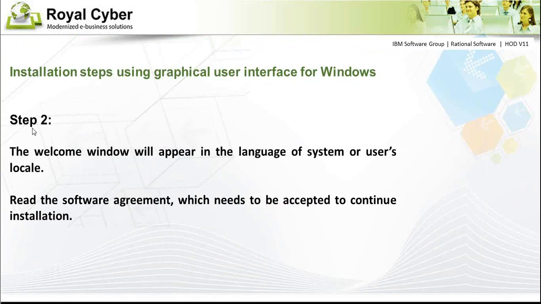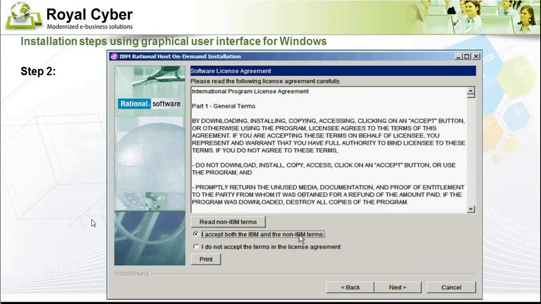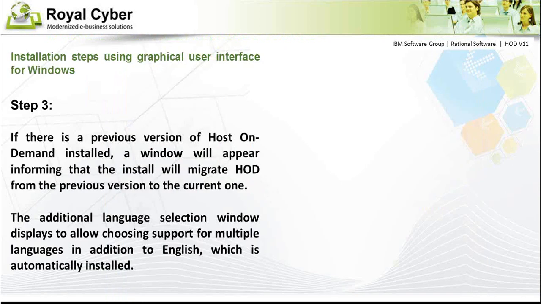In step 2, the welcome window will appear in the language of the system or user's locale. Read the software agreement and you can proceed. This slide shows the message that will appear when you launch the setup on your system. You just need to accept the license agreement and click next.